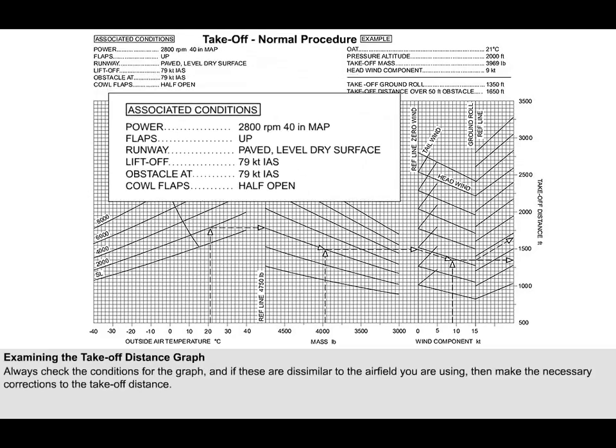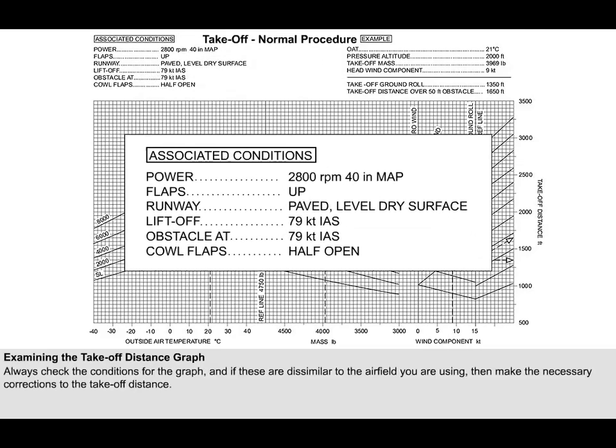Next, take a look at the associated conditions, paying particular notice to the power and flap settings, as shown here. Also notice that this graph assumes a runway that is paved, level, and dry. If the conditions required for a given calculation are different, corrections will need to be made to the values that this graph will give. We saw these correction factors earlier.